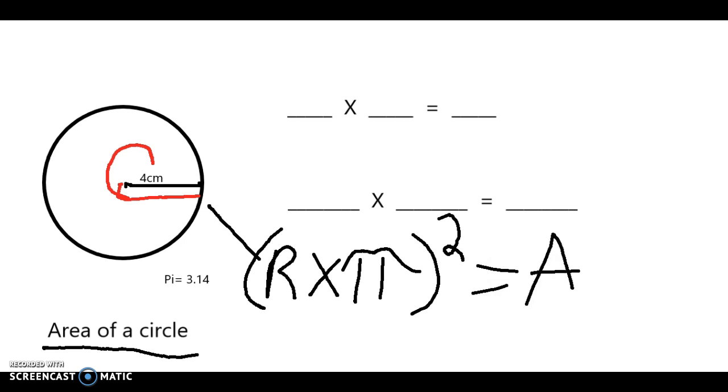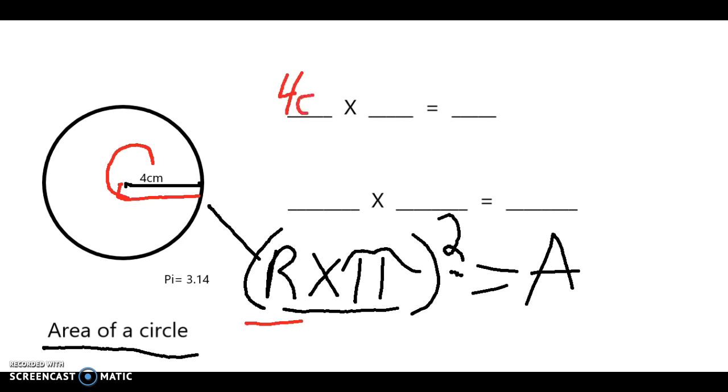Now, does everyone know what squaring does, or what it means? Squaring is just taking the answer of the stuff in the parentheses and multiplying it by itself. So we'll get to that at the end. We're going to start out with our r, the radius, which is 4. So we're going to put it in this first box right there.